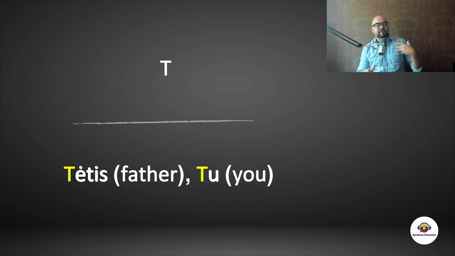Now we have the T. T would be like father. That would be tėtis or tėvas. Tėtis is a bit friendlier, a bit nicer. Tėtis, a father. Tu, you. That's a singular, informal you.